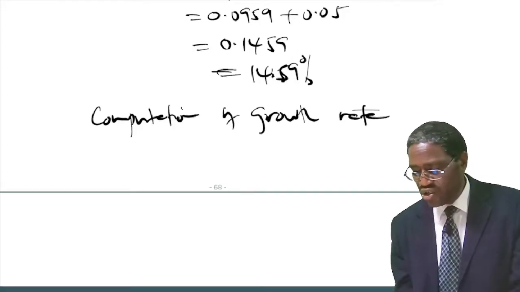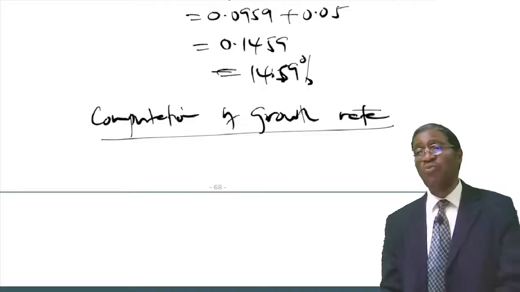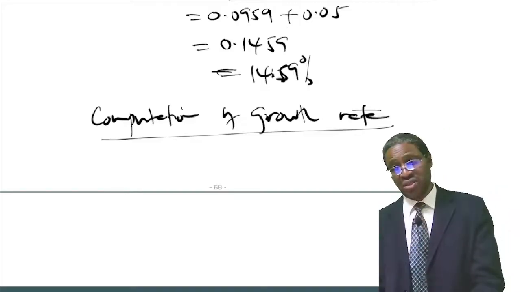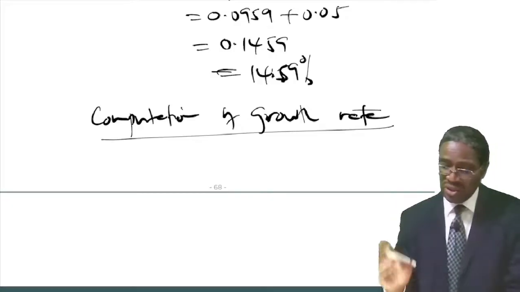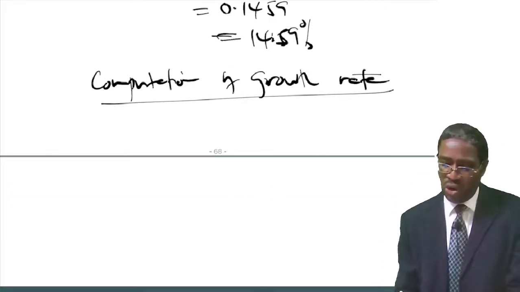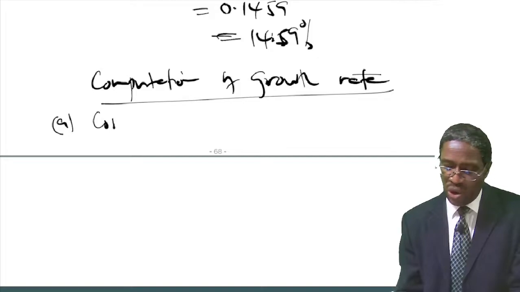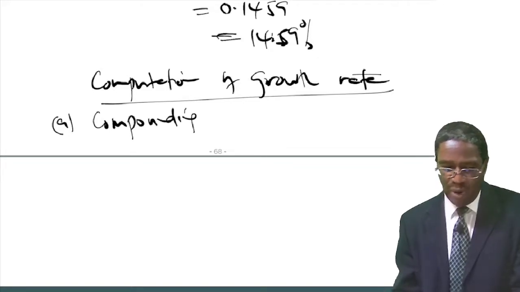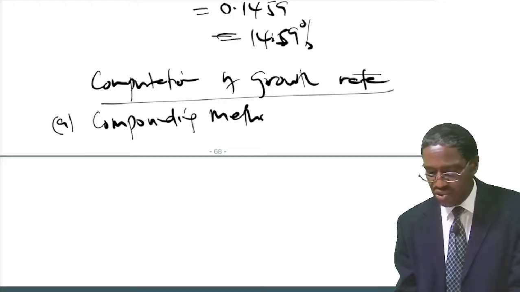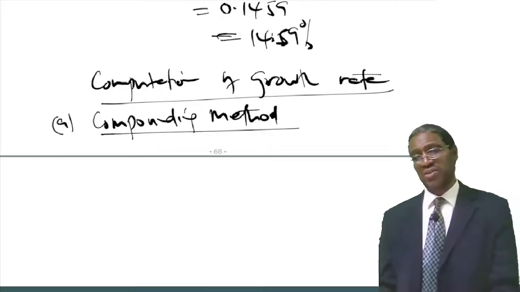Now, there are two methods of computing the growth rate. One method is what we call the compounding method. That's one method of computing the growth rate. Let me explain it first.